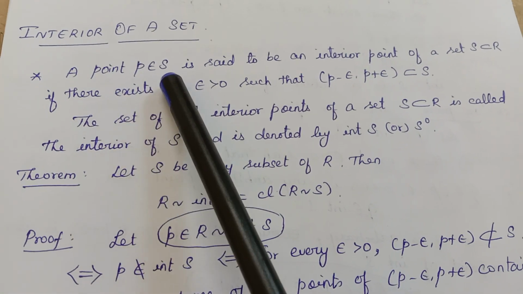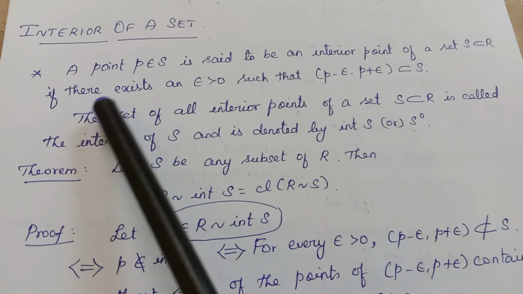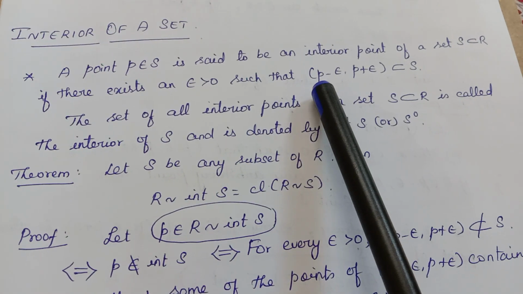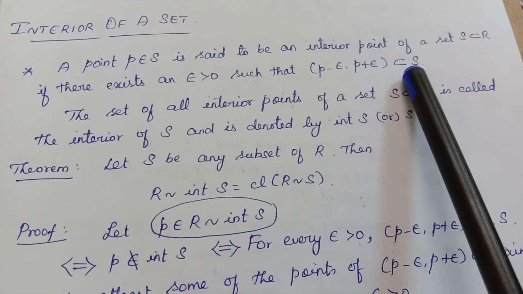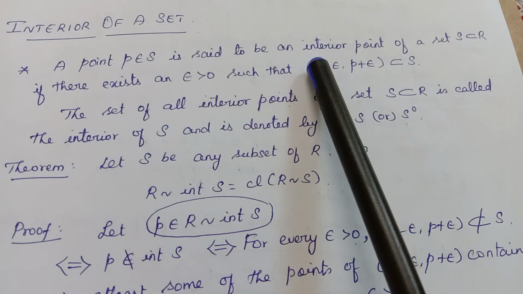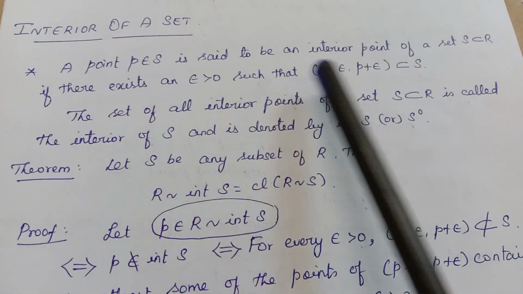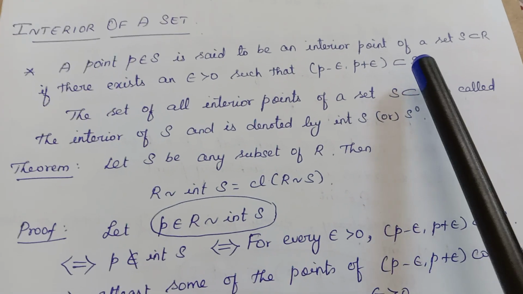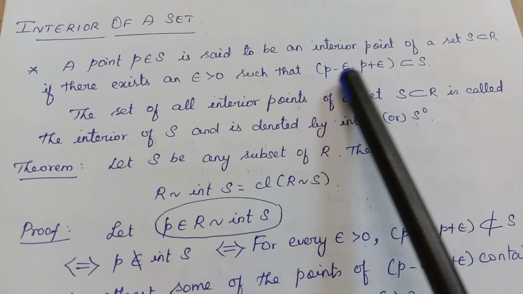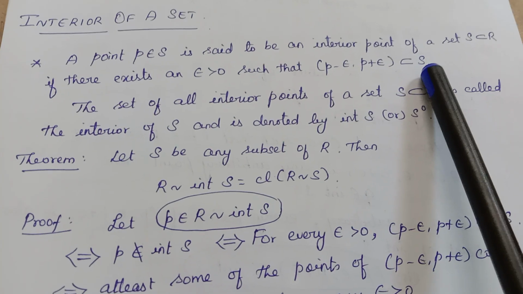A point P belonging to S is said to be an interior point of a set S if there exists an epsilon greater than 0 such that the interval p minus epsilon to p plus epsilon is contained in S. Okay, so this is the definition. That means, S is a subset of R. A point P is said to be an interior point for S if there exists at least one epsilon for which the open interval, that is the neighborhood, p minus epsilon to p plus epsilon is completely contained in S.